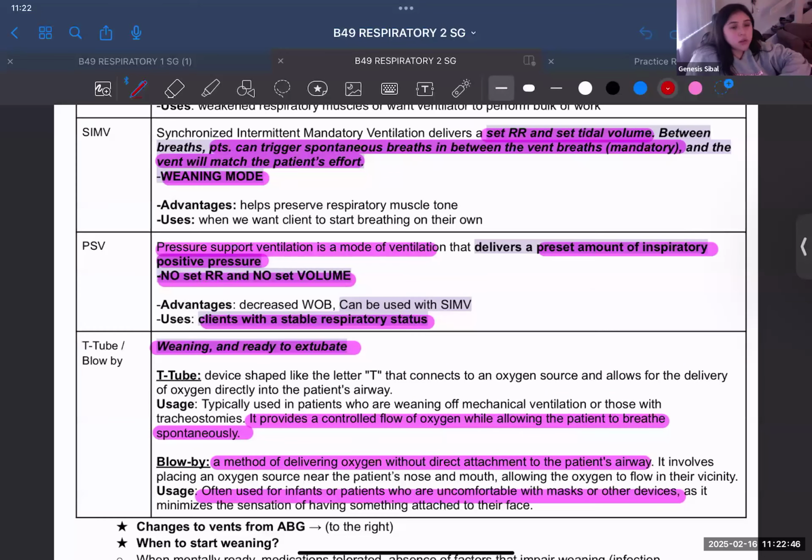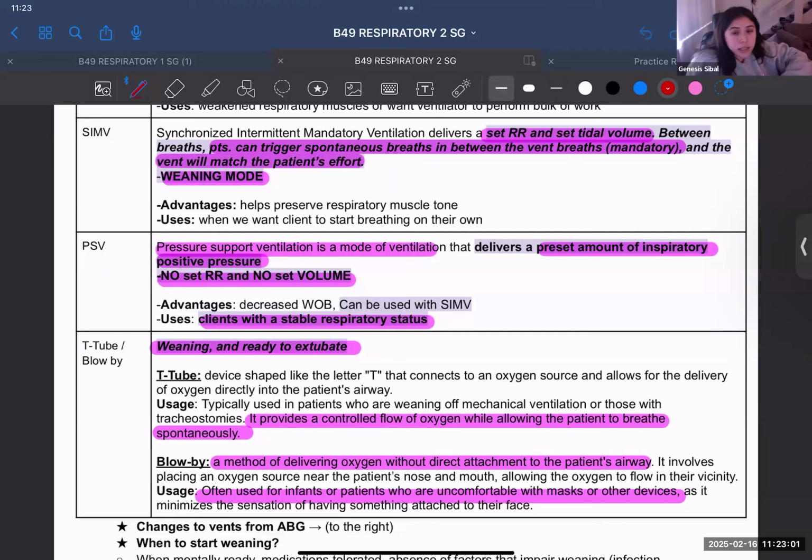SIMV, okay, so synchronized intermittent. Your keyword in that one is intermittent, right? So again, I talked about knowing what the terms are and just thinking about the names. They have a set respiration rate, as most of them do. They have a set tidal volume, right?